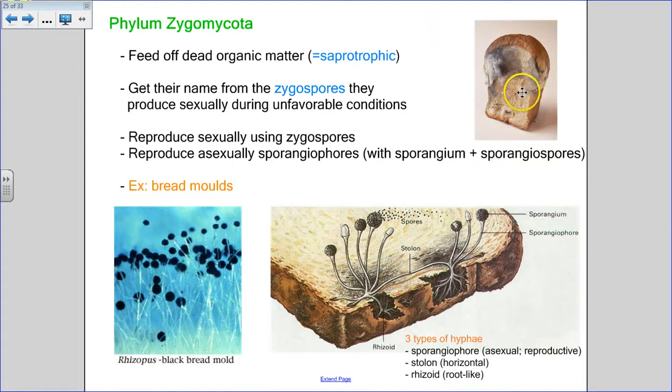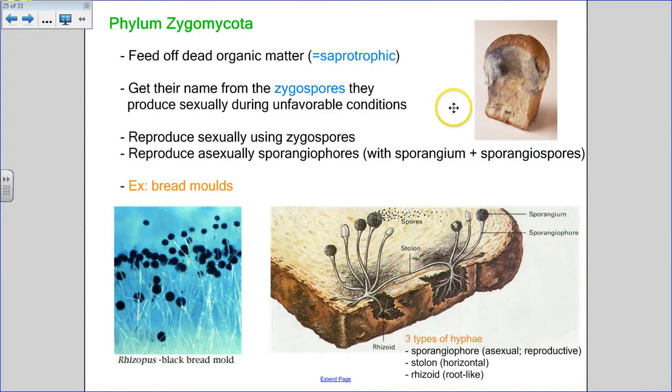They include bread molds. That's probably the easiest example, and we're going to take a look at one under slide. They feed off of dead organic matter, so that means we call them saprotrophic or saprotrophs. So they feed off of things that aren't living anymore usually. So bread was never really living, but it's organic matter that is not living anymore.